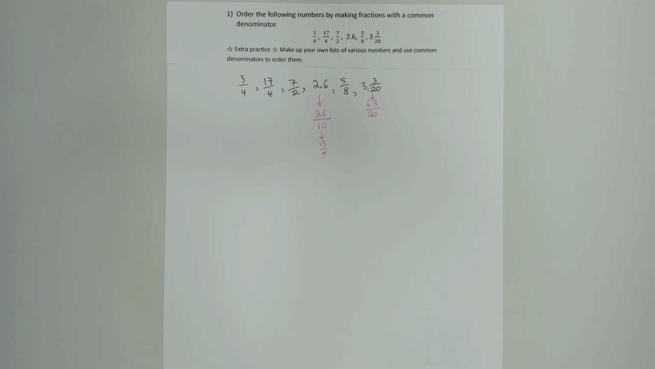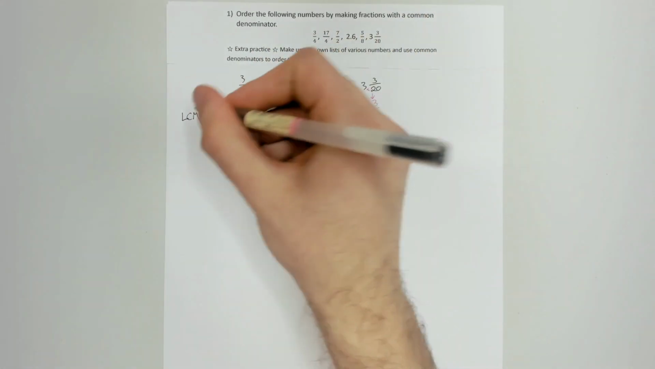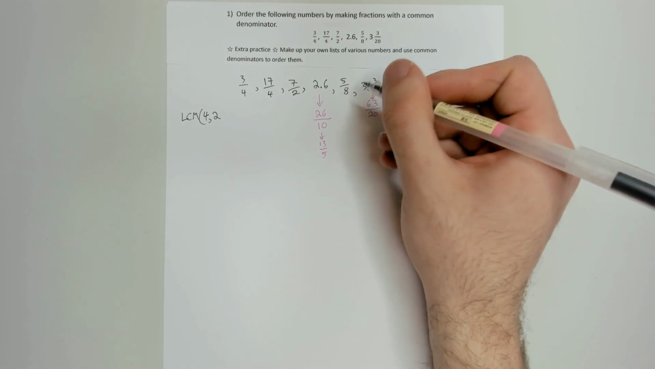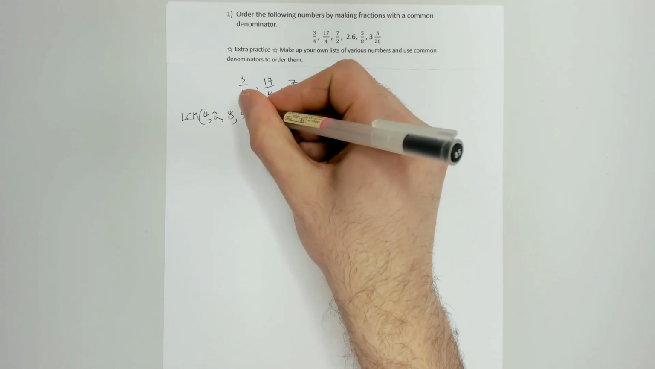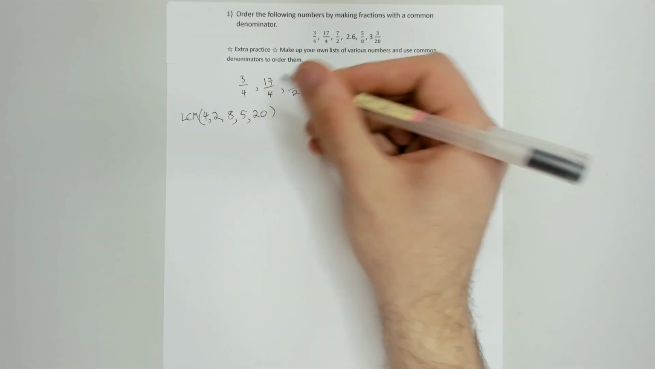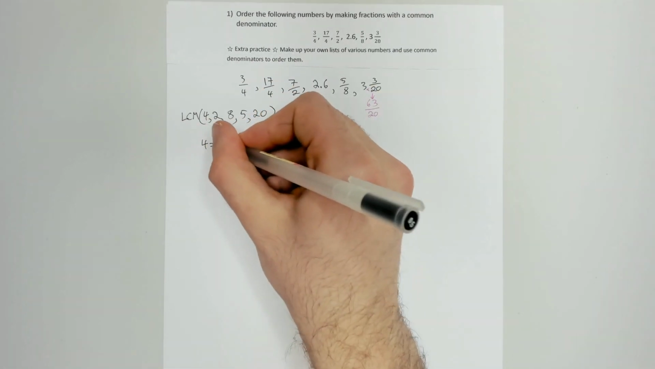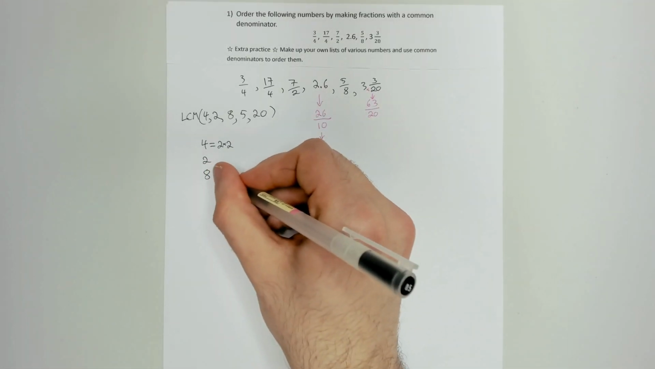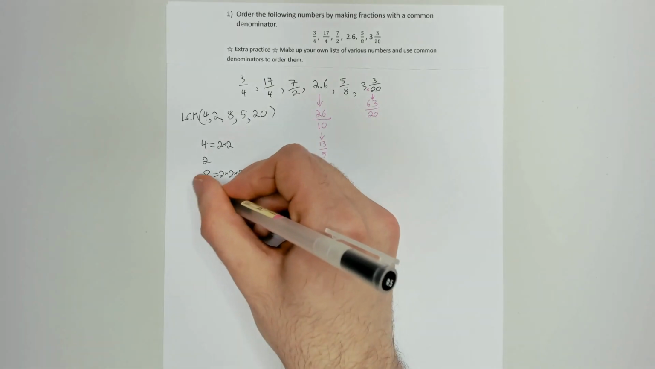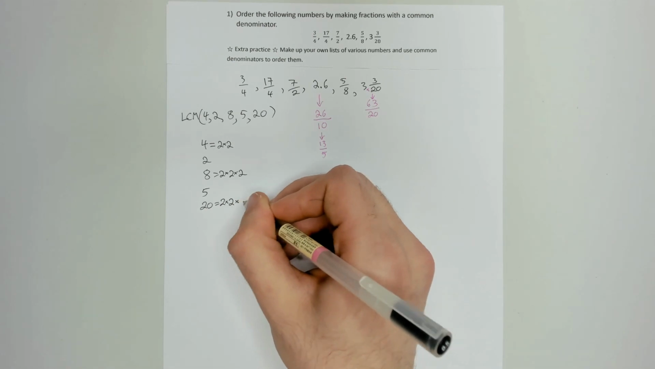We need to find the lowest common multiple of the denominators to figure out our common denominator. So what denominators are we working with? We're working with 4, 2, 8, 5, and 20. We have to satisfy all of these numbers. So 4 is 2 times 2. 2 is prime, so we just leave that as is. 8 is 2 times 2 times 2. 5 is prime, we just leave that as is. And 20 is 2 times 2 times 5.